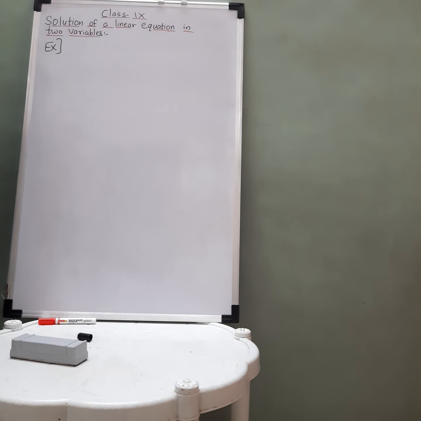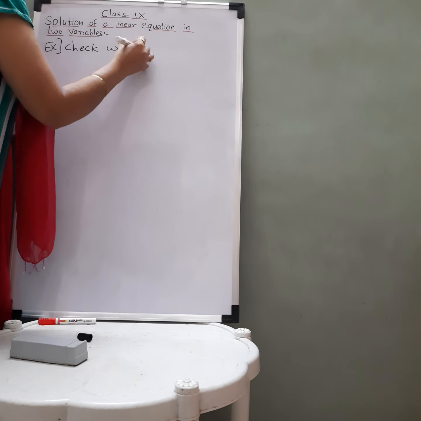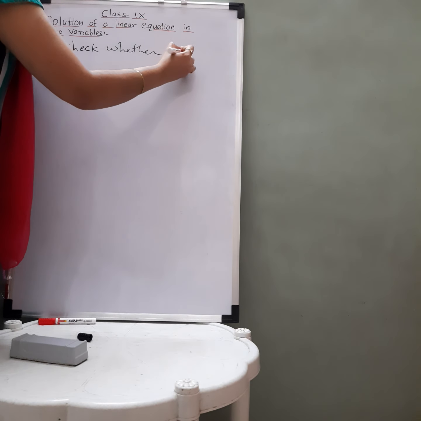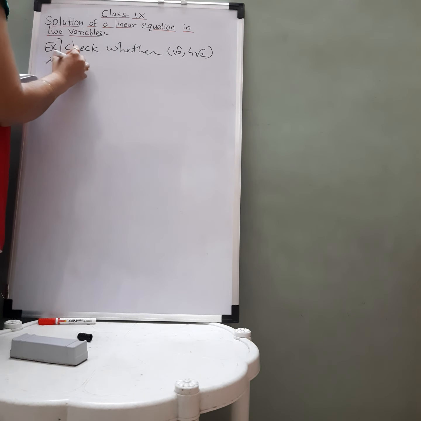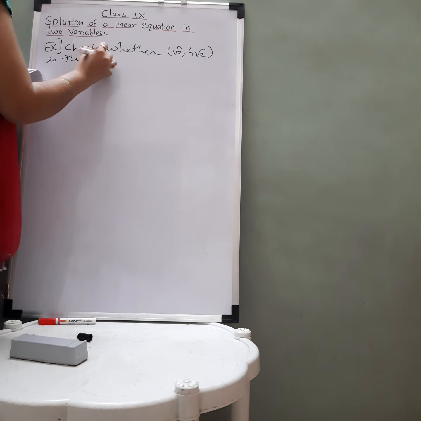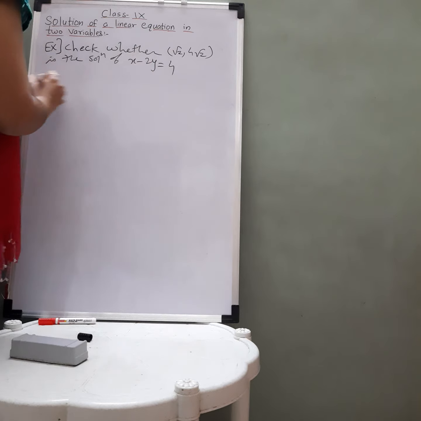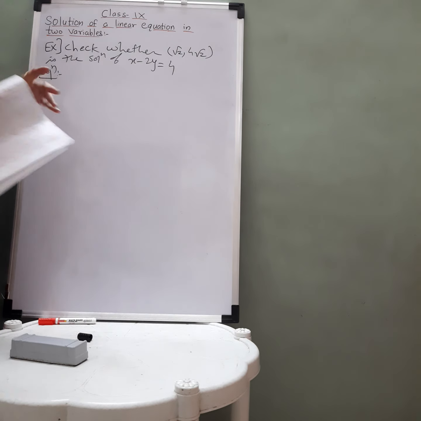Next example is check whether root 2, 4 root 2 is the solution of x minus 2y is equal to 4. To check, what will we do? Put x is equal to root 2, y is equal to 4 root 2 in the LHS of the given equation.